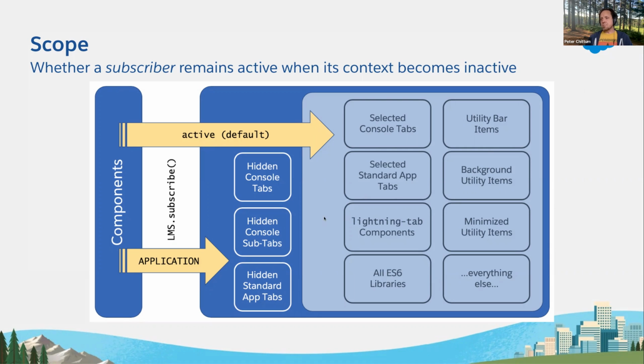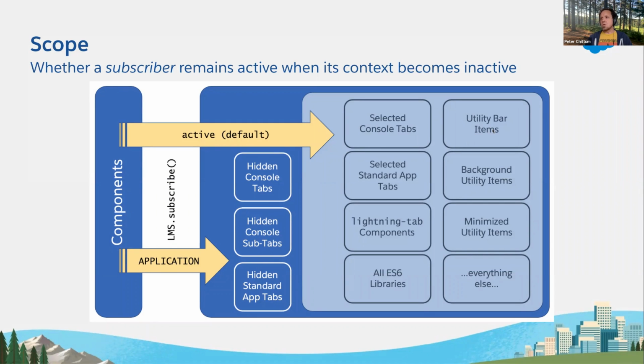Everything over here in the light blue is basically active, right? So a selected console tab or subtab or standard tab is going to be active. So if my subscriber is subscribed as active, that means if that console tab is selected, it's going to turn on. If it is hidden or not selected, it's going to turn itself off automatically. That's kind of the cool thing, that automatically it turns itself off and on.